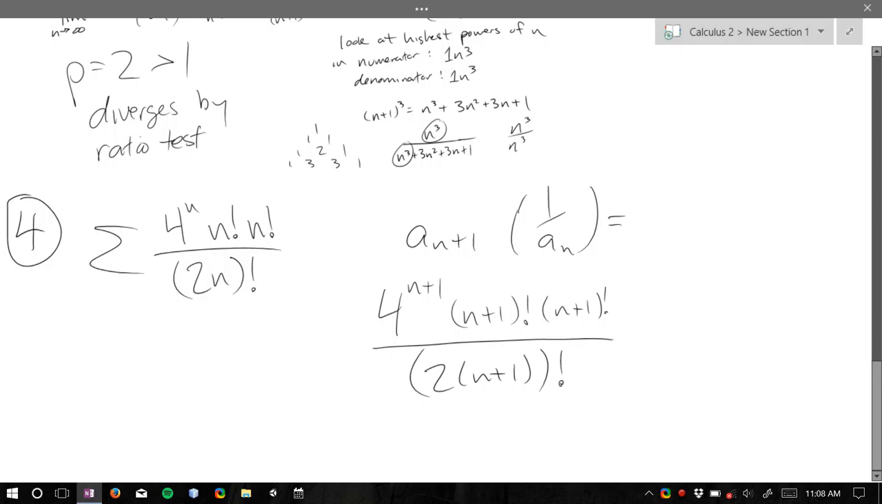Then you're going to have to double parenthesize when you go 2n plus 1, unless you write it as 2n plus 2, then you could skip a step.